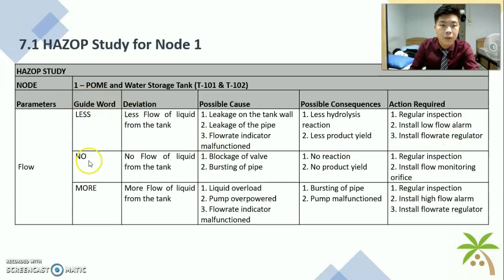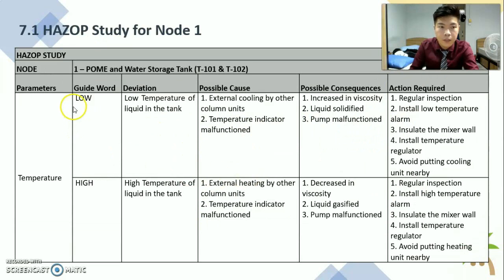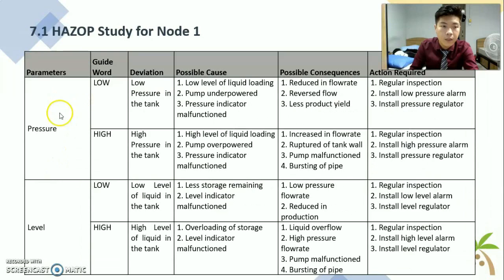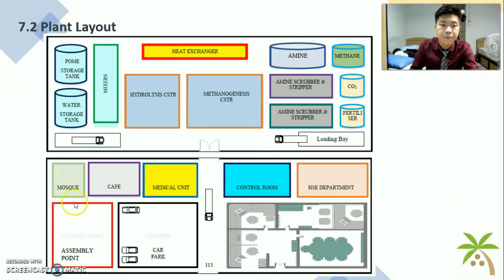Same thing goes to the guidewords of no and more. The deviation, possible causes, possible consequences, and actions taken are discussed. And same thing goes to the parameters of temperature, pressure, and level. And next, for the plant layout.